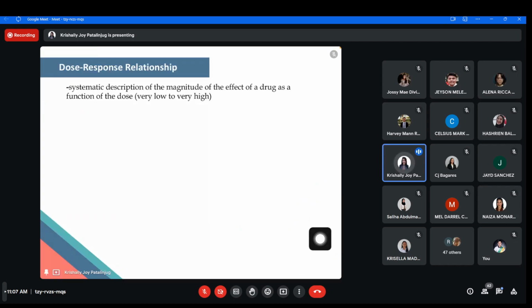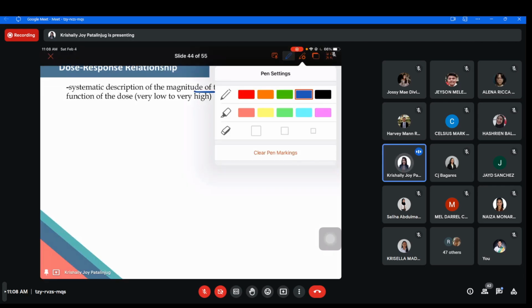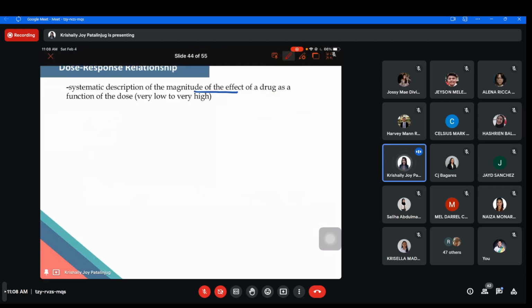Okay, so by definition, dose response relationship again, it is a systemic description of the magnitude of the effect, the extent of the effect of the drug as a function of a dose. So if you try to highlight the keywords, it's really the relationship of the magnitude of the response, magnitude of the effect as a function of its dose.